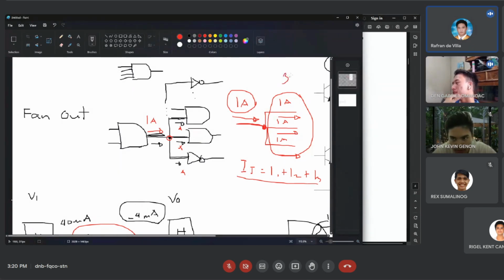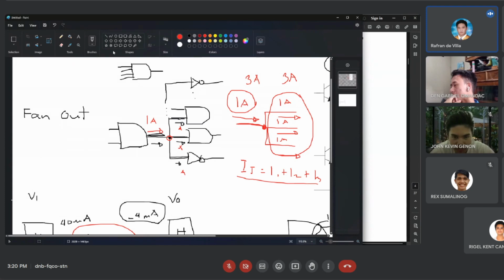So, ma-breakdown, di ba? So, kaning kurente nga musud sa node should also be 3 amperes. Okay sir, gets na ko sir. Okay? So, take note guys.